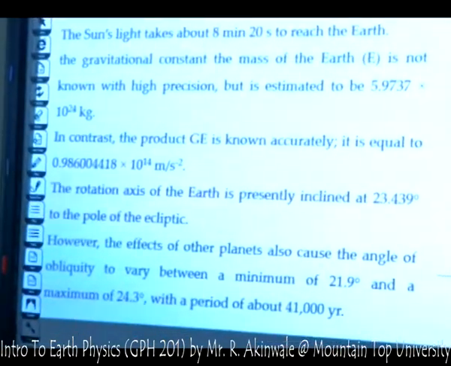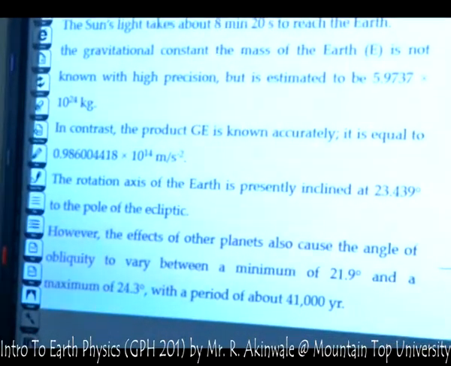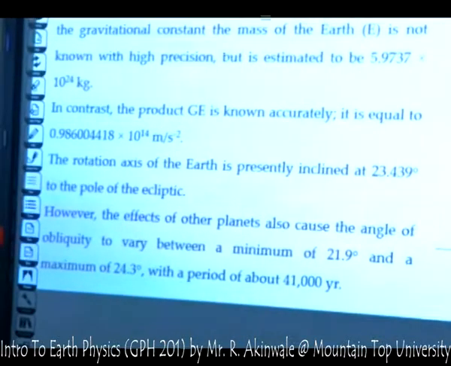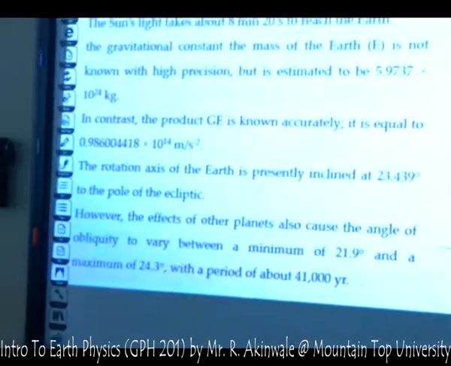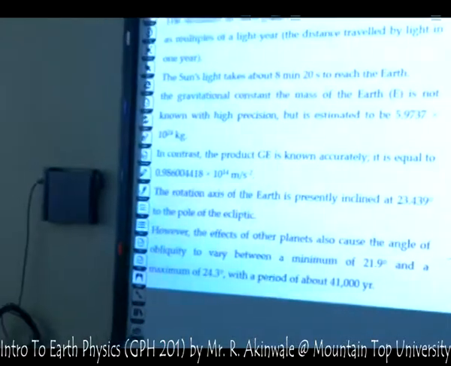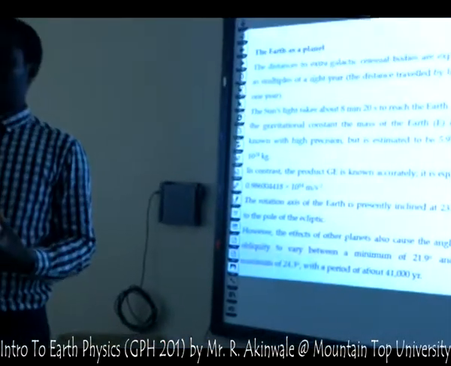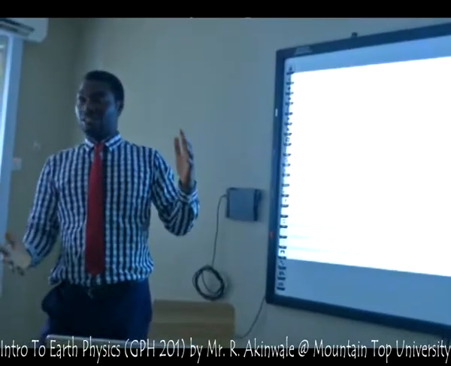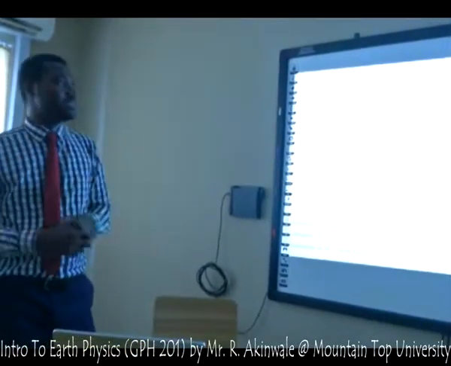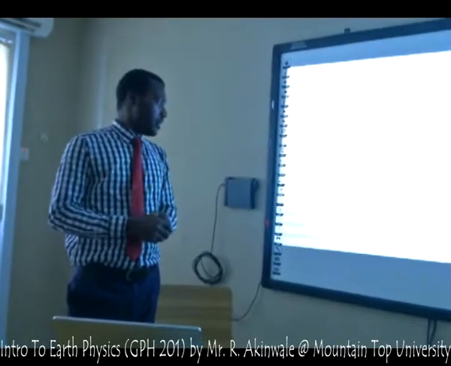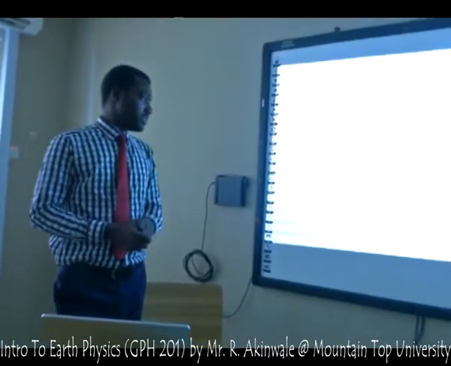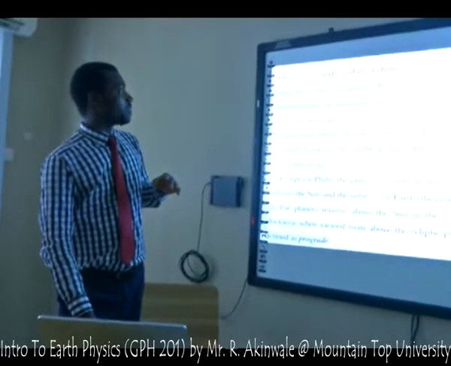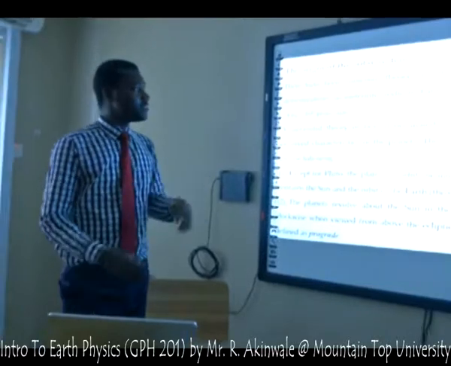Now the axis is inclined at 23.439 degrees. Actually, if you look at the history behind this inclination, it was when the moon was formed from the Earth. When there was a great impact on the Earth, the moon was cut off, and at the end of the day, the Earth got tilted by that angle. So presently, it's about 23 degrees tilt.